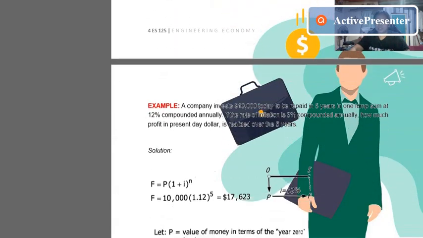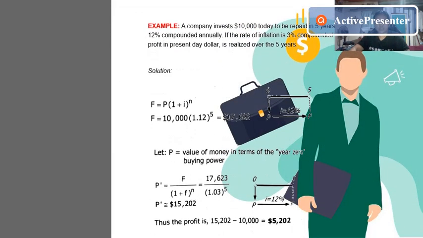For another example in inflation, we have here a company that invests 10,000 today to be repaid in 5 years in one lump sum at 12% compounded annually. If the rate of inflation is 3% compounded annually, how much profit in present day dollars is realized over the 5 years?